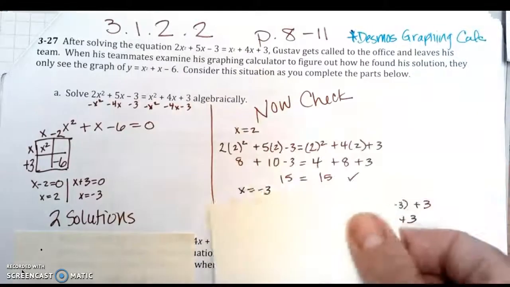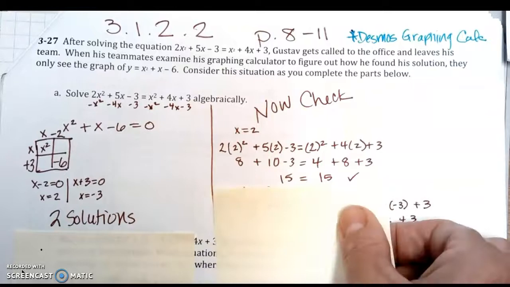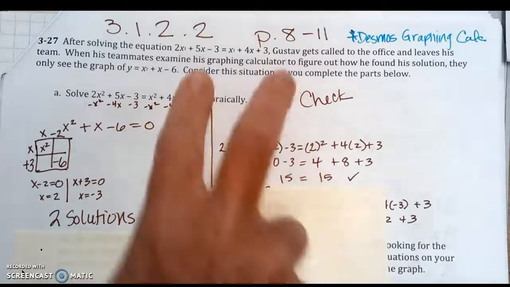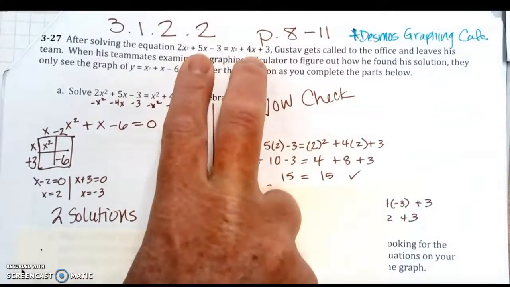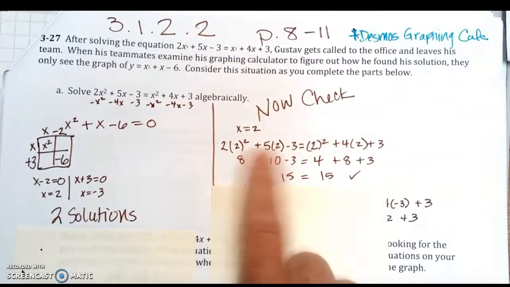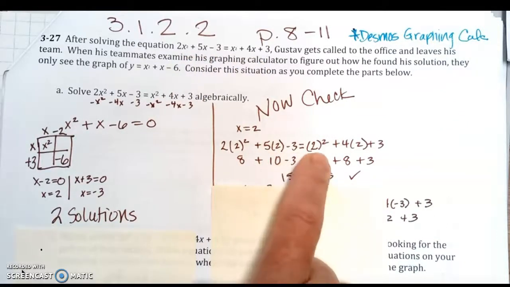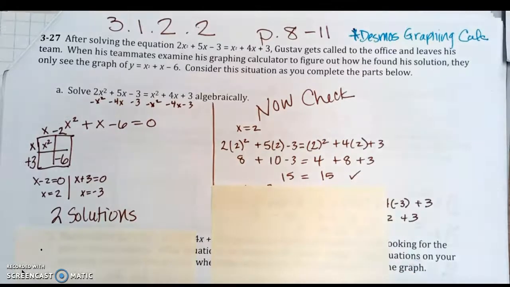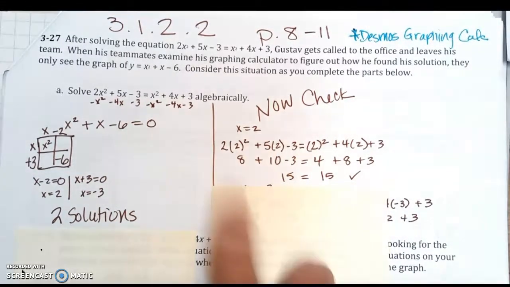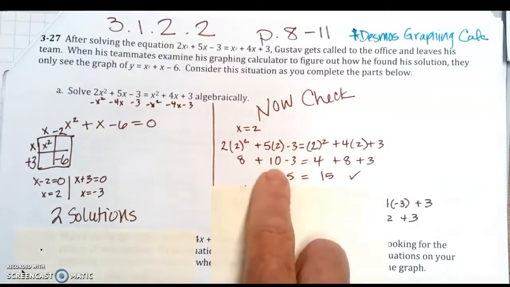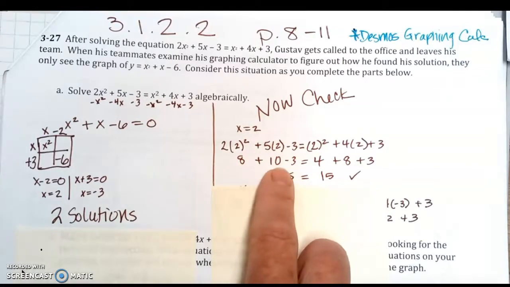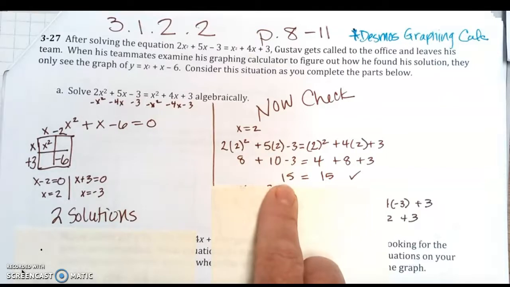So now we're going to check our solutions. So let's plug in the 2 first. If we plug in 2 to this original equation, way back up here, right? We're going to have our 2x squared plus our 5x minus 3 equal to x squared plus 4 times x plus 3. Then we solve using order of operations. So we want to square first. 2 squared is 4. 2 times 4 is 8. 5 times 2 is 10. Then we're going to add and subtract from left to right. 8 plus 10 is 18. 18 minus 3 is 15.